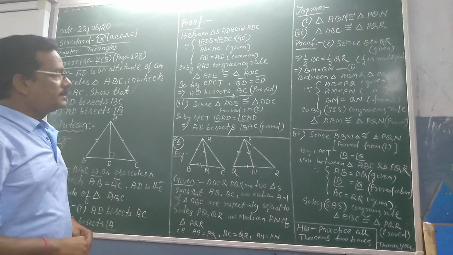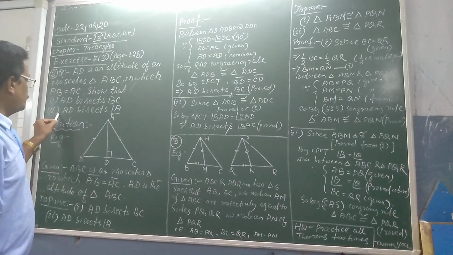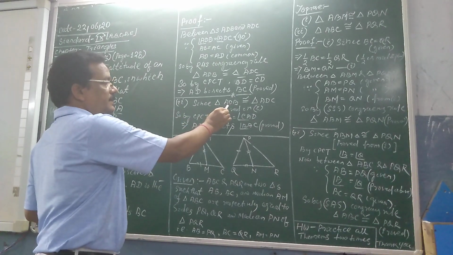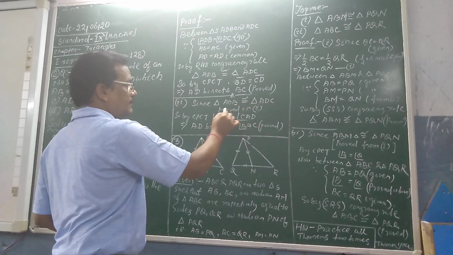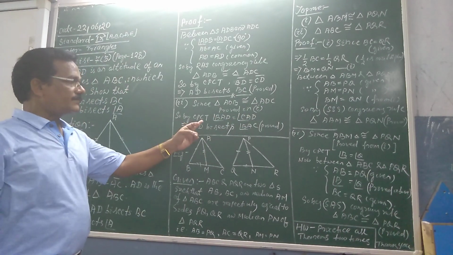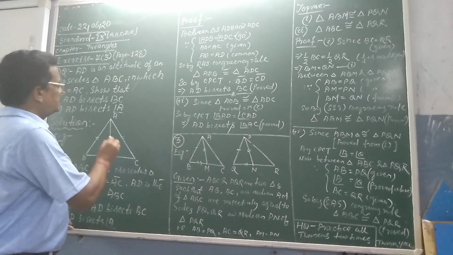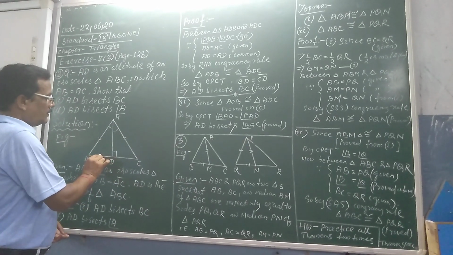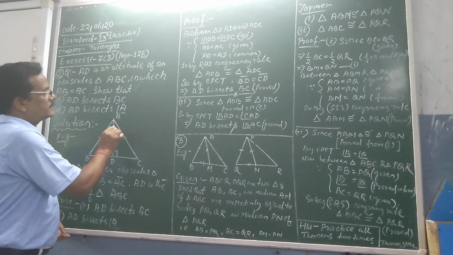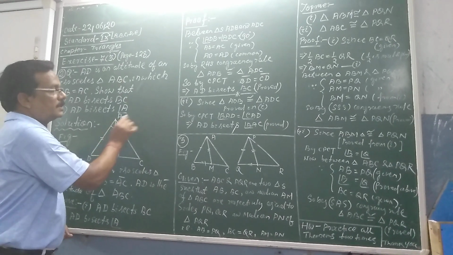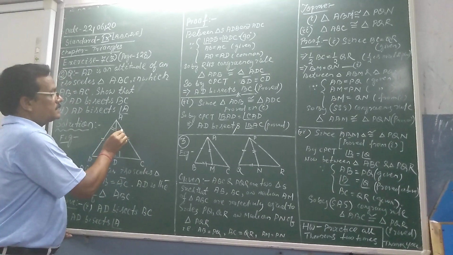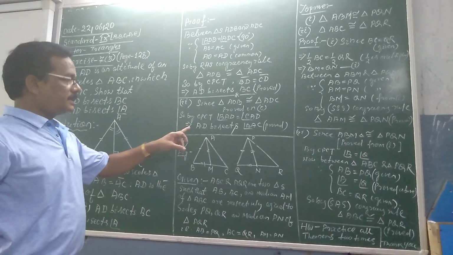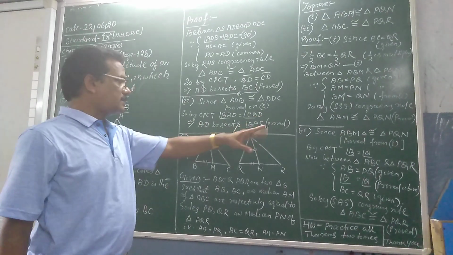Okay. Then B2, what is the proof? For B2, we have to prove AD bisects angle A. Since triangle ADB is congruent to triangle ADC, as we have already proved, by the CPCT, angle BAD equals angle CAD. You see, this angle equals this angle. These two angles are equal to each other, which means AD bisects the total angle BAC. Okay, so the B2 proof is also complete.